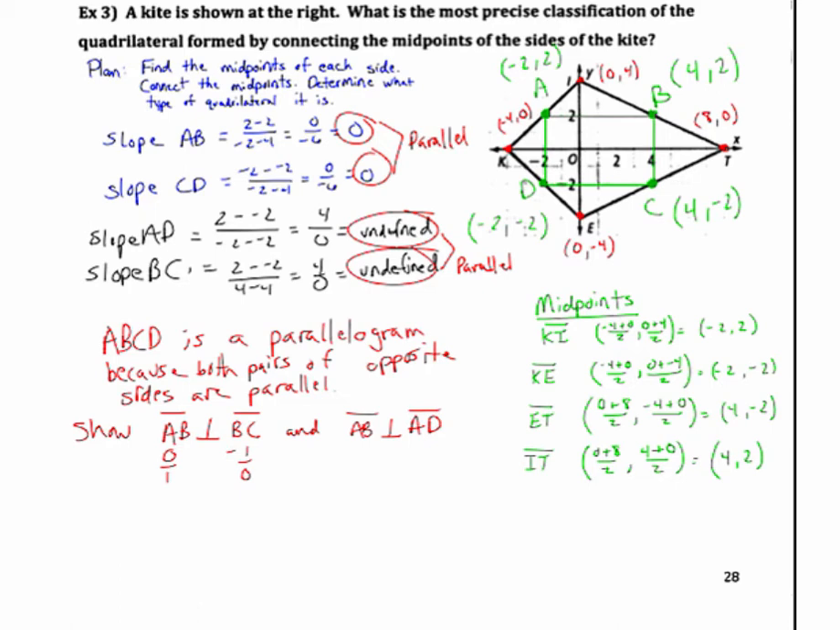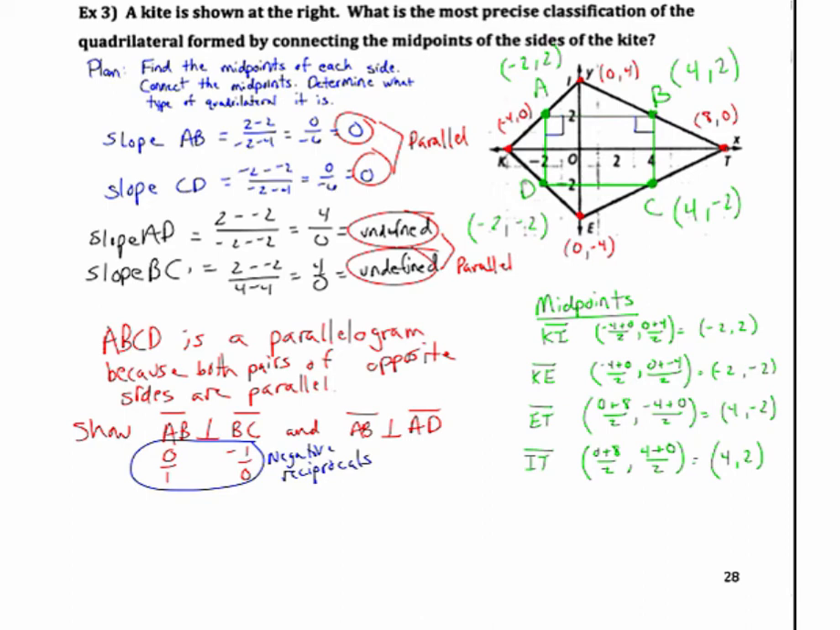So what we have here is negative reciprocals as slopes. And since I have negative reciprocals as slopes, that means those are perpendicular. So if AB is perpendicular to BC, that means I can put a right angle in here. And if it's perpendicular to AD, I can put a right angle in here. So I've shown that I have those negative reciprocal slopes.